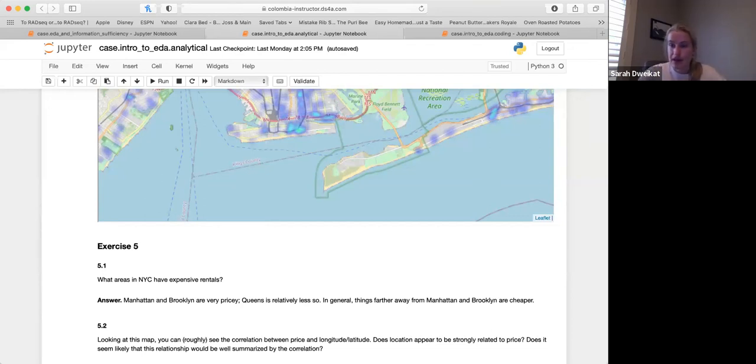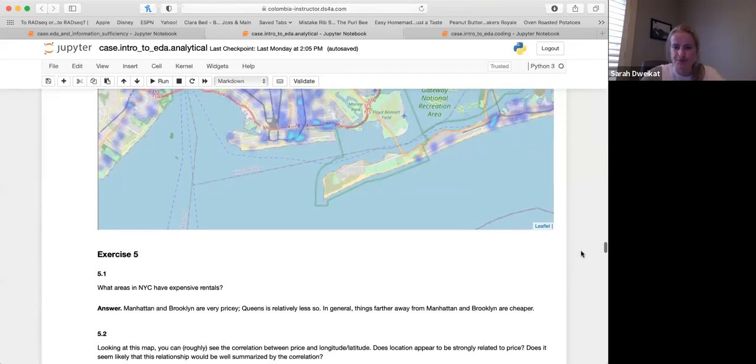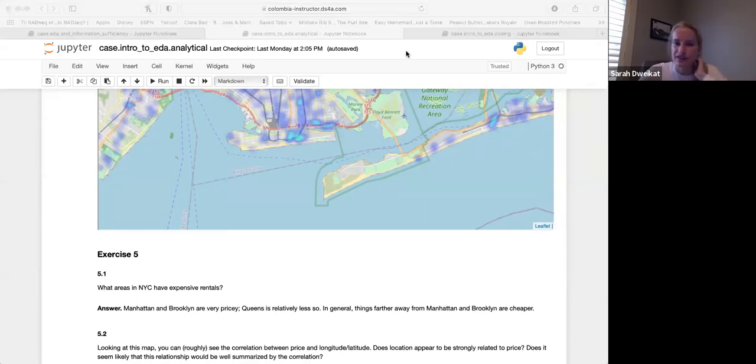So let's take a minute in the live chat. Looking at that map, does location appear to be related to price? And is it summarized by a correlation? Looking at the correlation between location and price, did that do a good job of summarizing this relationship?